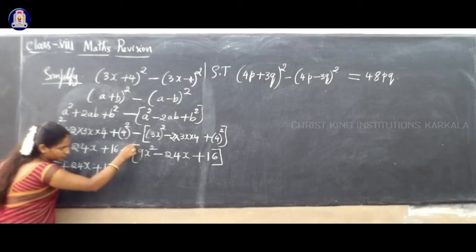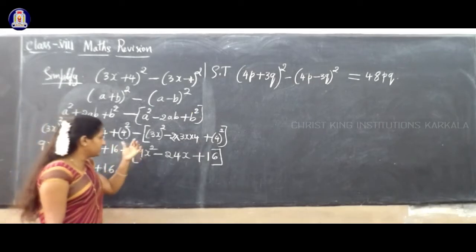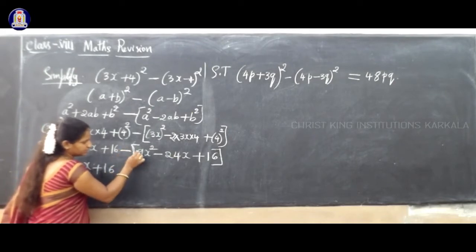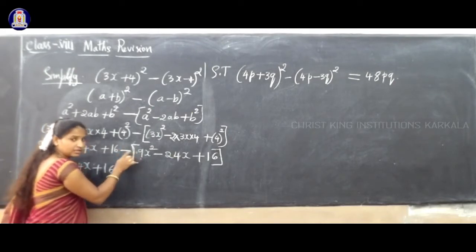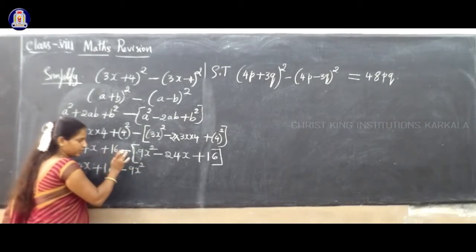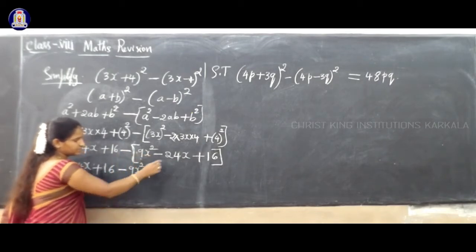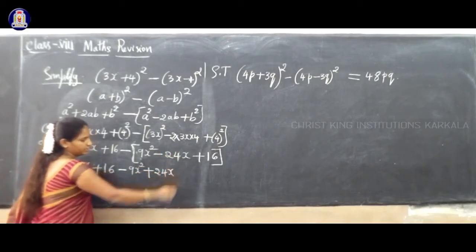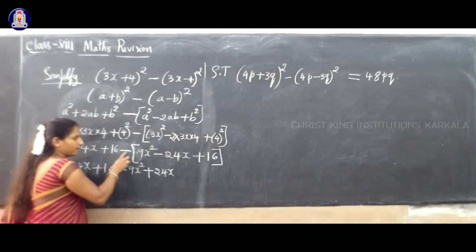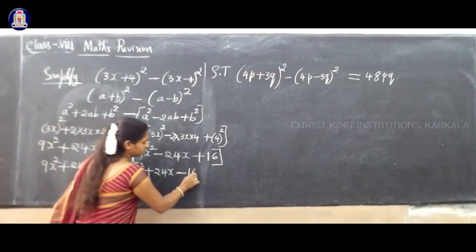So now you have to remove the bracket. How to remove this bracket? Just multiply the sign with each and every term. Here the sign is minus, here it is plus. So minus into plus is minus, so the term is minus 9x square. Again, the second term: minus into minus is plus, so plus 24x. The last term is plus 16, multiply by minus, so minus into plus is minus, so minus 16.